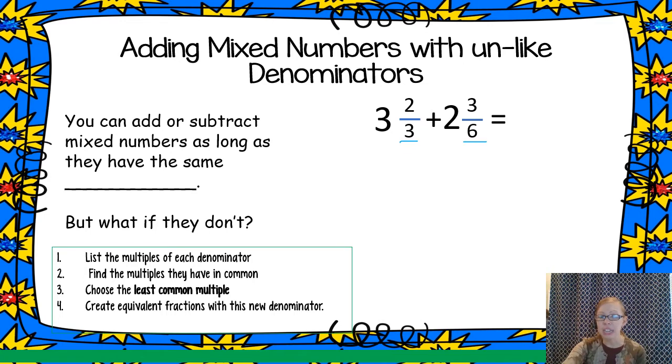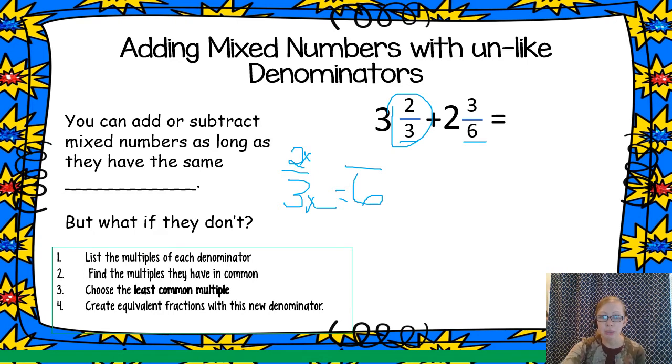2 3/6 already has a denominator of 6, so I don't have to worry about that. But 3 2/3 does need a new denominator. So I'm just going to worry about the fraction part for a moment here. I'm going to write down 2/3, and I want to make that a denominator of 6. To make an equivalent fraction, I'm going to multiply the numerator and denominator by the same number. And I'm going to choose the number that I can multiply times 3 to get a denominator of 6.